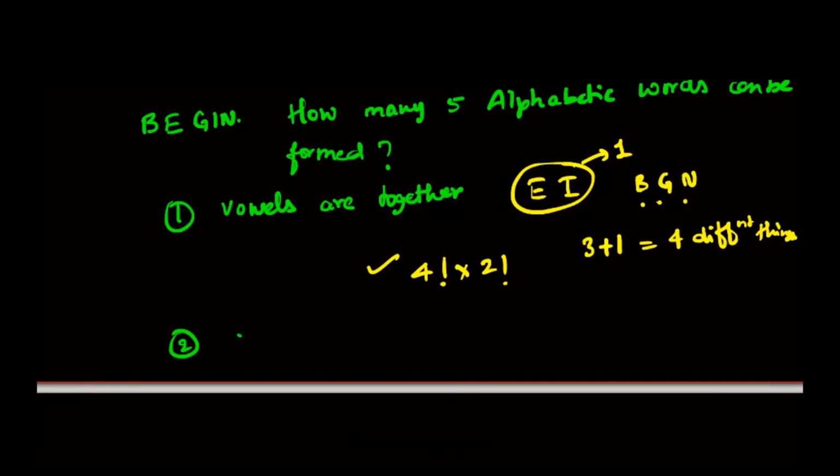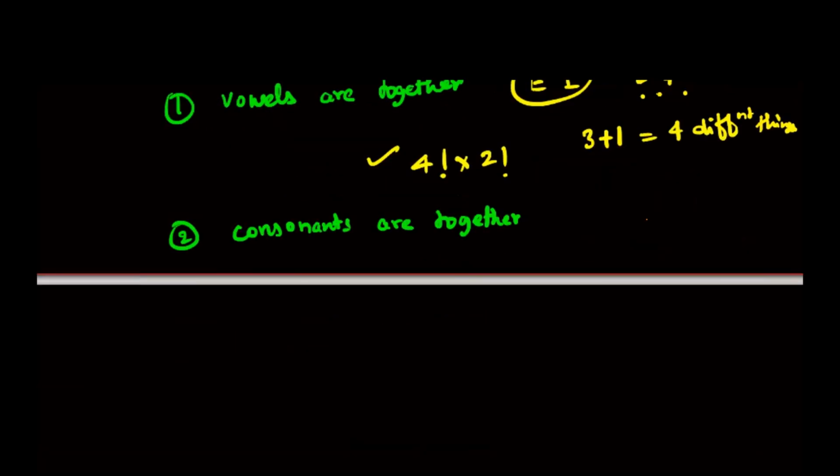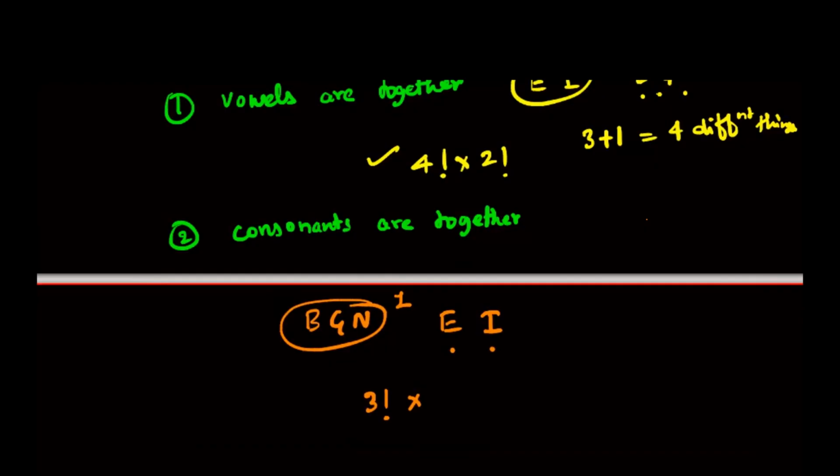Now the next concept is, let's suppose I had asked you, the consonants are together. What do you mean by consonants are together? What are the consonants? B, G, N are the consonants. Yes or no? Yes. So these three are together, so they'll be called as one unit. And then we have E and I. So 1, 2, and then total 3. So they themselves can be arranged in 3 factorial ways, multiplied by BGN themselves arranged in 3 factorial ways. So 3 factorial into 3 factorial, that's my answer.